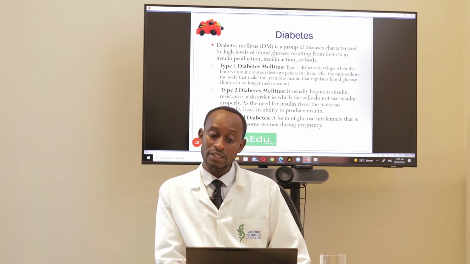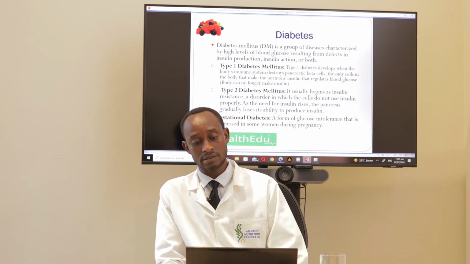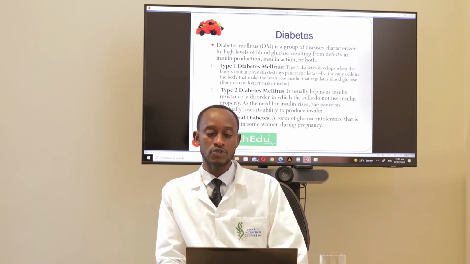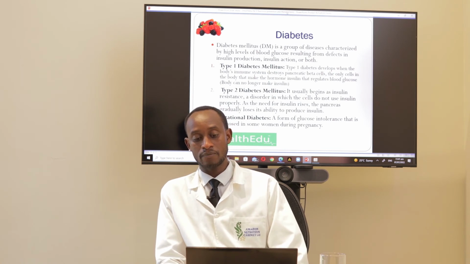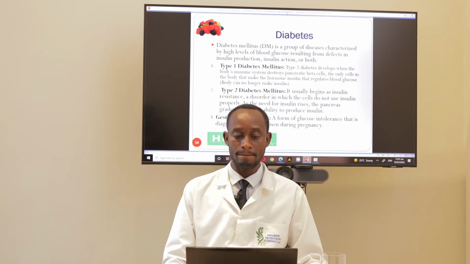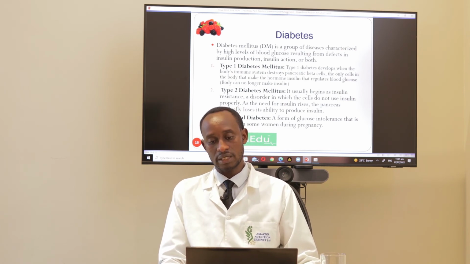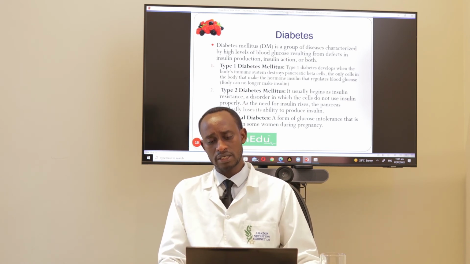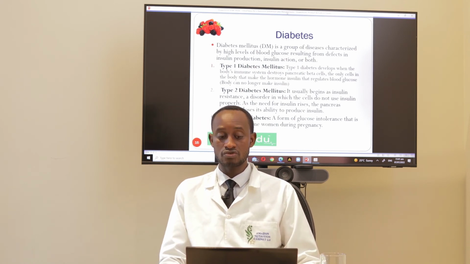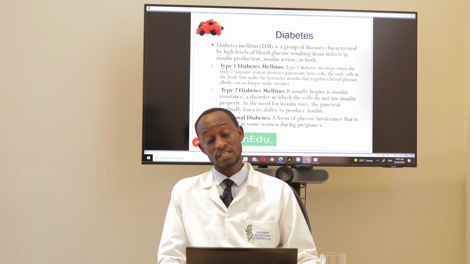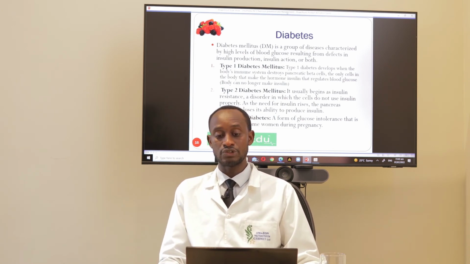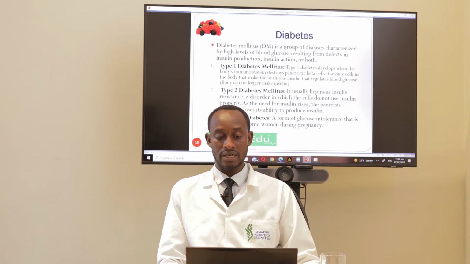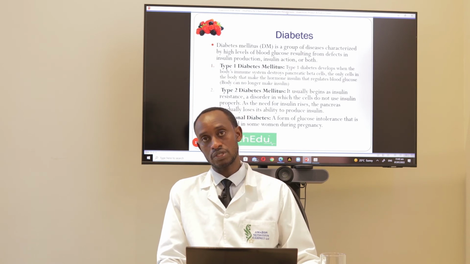We have two types of diabetes mellitus. Type 1 diabetes mellitus develops when the body's immune system destroys pancreatic beta cells, the only cells in the body that make the hormone insulin that regulates blood sugar. We also have type 2 diabetes mellitus. It usually begins as insulin resistance, a disorder in which the cells do not use insulin properly. As the need for insulin rises, the pancreas gradually loses its ability to produce insulin.